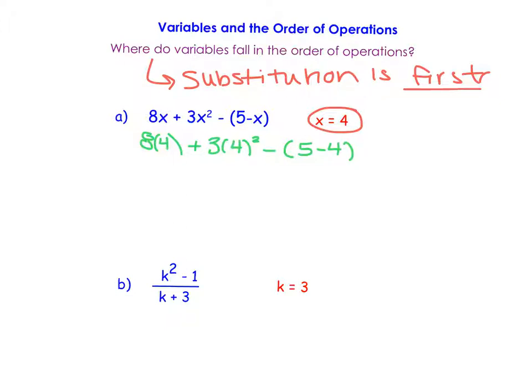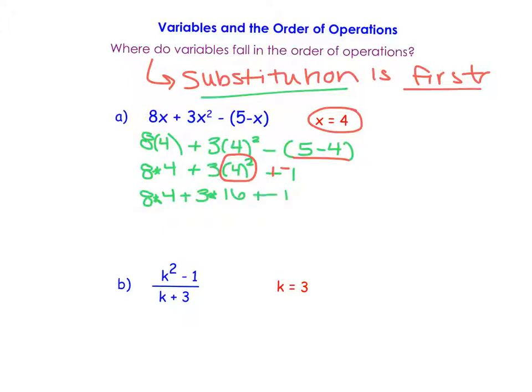So then from here, once I have that variable substituted in there, then I can apply my order of operations. So this is where I start with parentheses. So I then have 8 times 4 plus 3 times 4 squared minus 5 minus 4 is 1. I then am going to use keep, change right off the bat to make my life easier. And then I'm going to continue applying the order of operations with my exponent coming next. So here I have 8 times 4 plus 3 times 16 plus a negative 1. Then I apply multiplication and division from left to right. So we get 32 plus 48 plus negative 1.